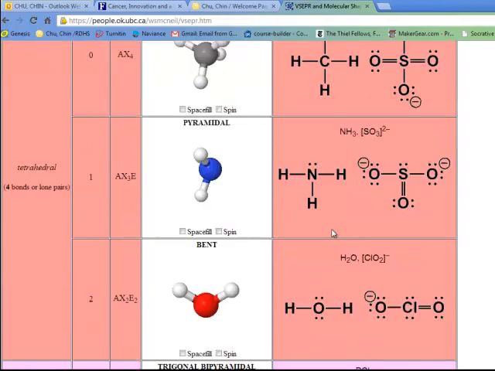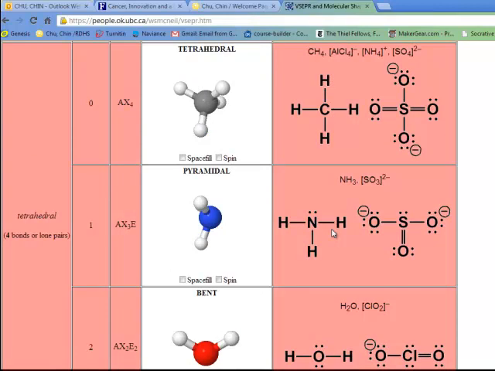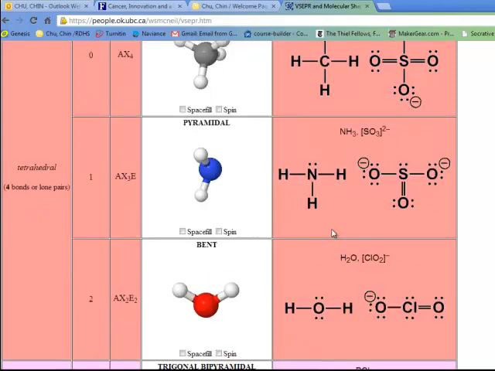And now if you're looking at when you have one lone pair, you're looking at what we call a trigonal pyramid, and if the individual bonds are polar, now you will have a net polarity. The molecule becomes polar.